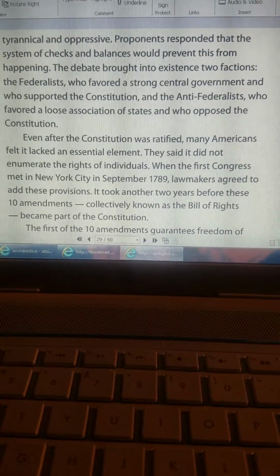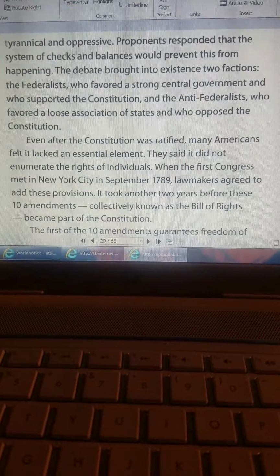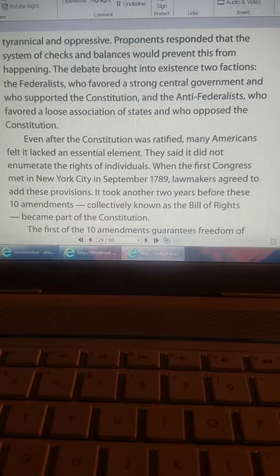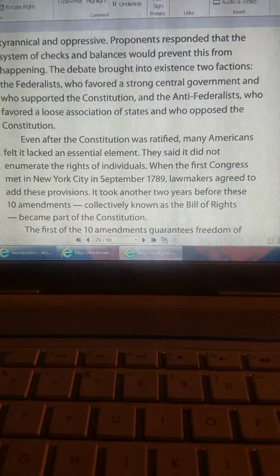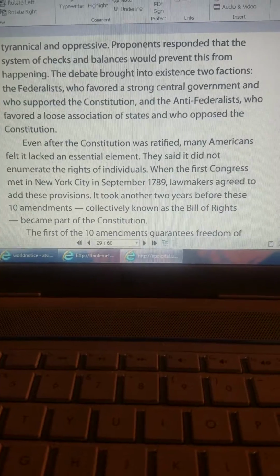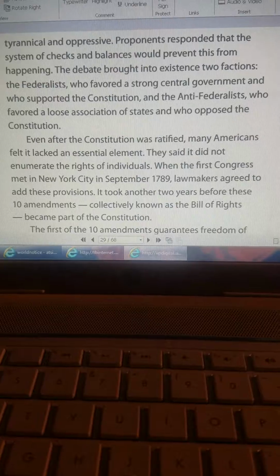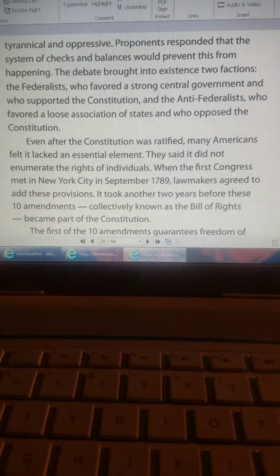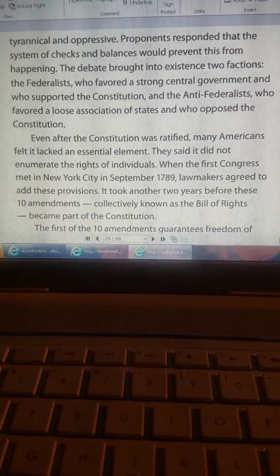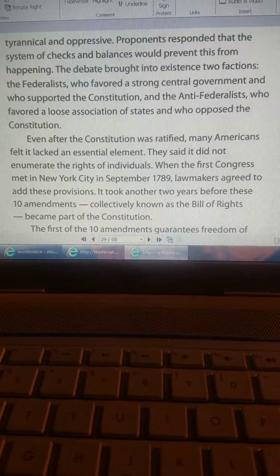The debate brought into existence two factions: the Federalists, who favored a strong central government and who supported the Constitution, and the Anti-Federalists, who favored a loose association of states and who opposed the Constitution. Even after the Constitution was ratified, many Americans felt it lacked an essential element. They said it did not enumerate the rights of individuals.